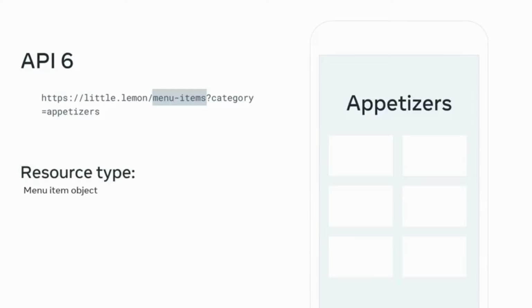The app will add category appetizers. Notice that the endpoint is the same as the previous API, but it filters the output to only appetizers. For both cases, however, the resource is still menu item object. Now that you've explored a few examples of API resources, let's revisit the REST API constraint of statelessness.